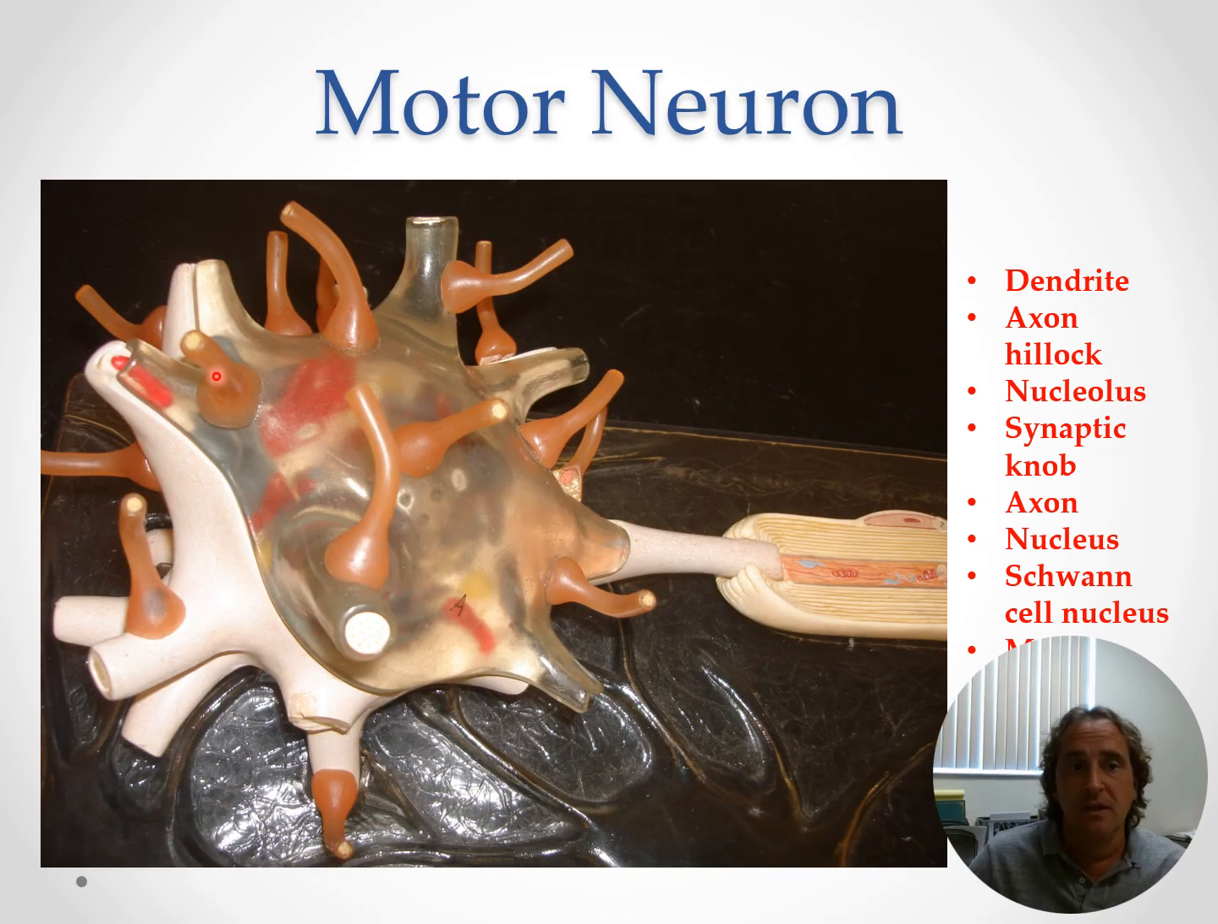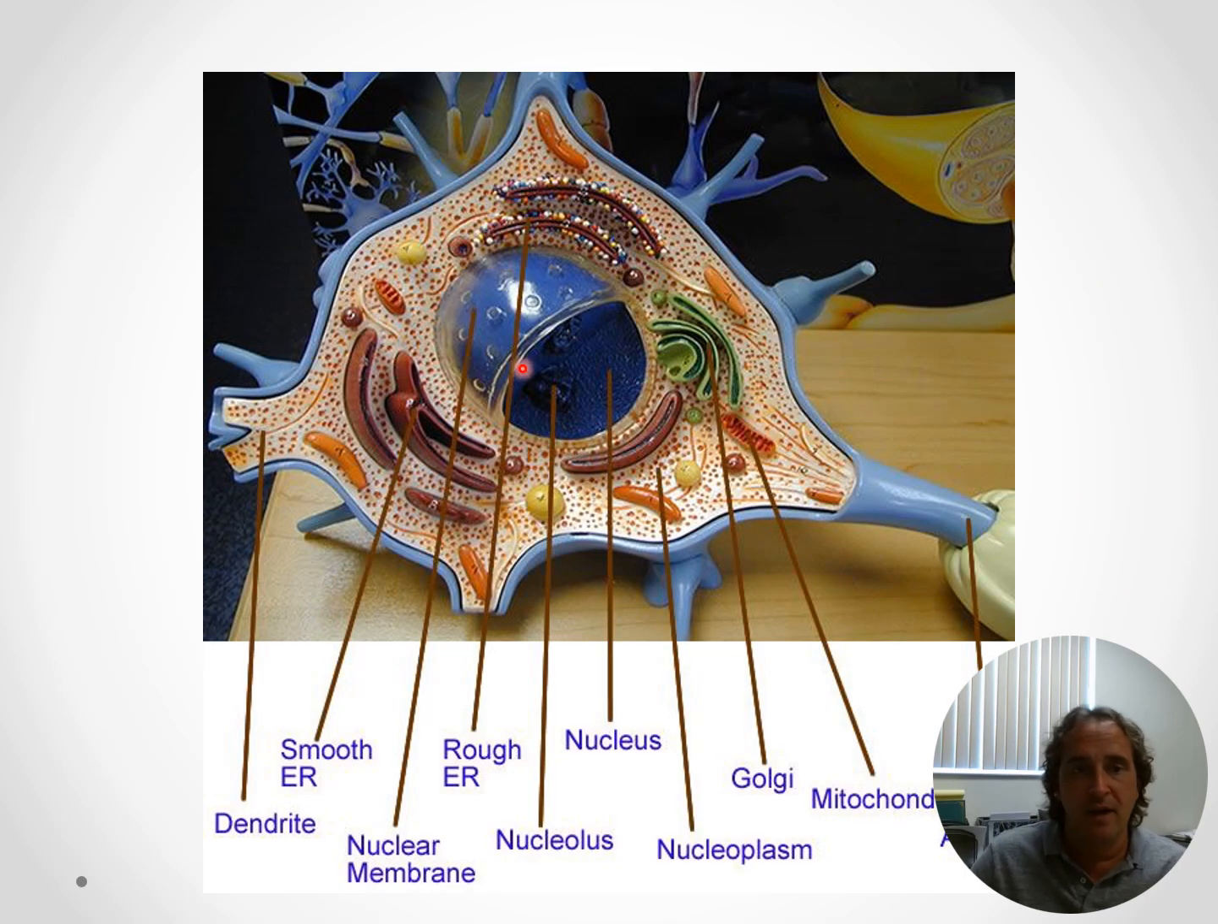On this one, you still have your synaptic knobs and dendrites. Nucleus is down there. The axon hillock is there. Here you can see a cross section of your axon. You can see the Schwann cell and the Schwann cell nucleus, and then the myelin sheath. This is another view of them.